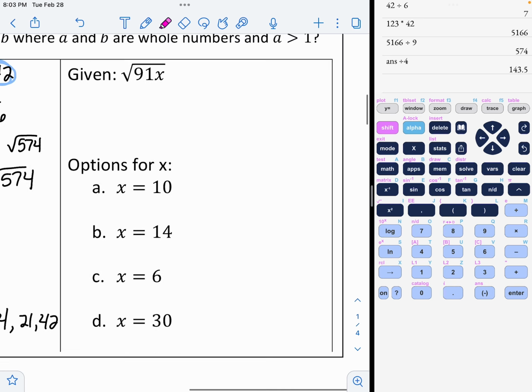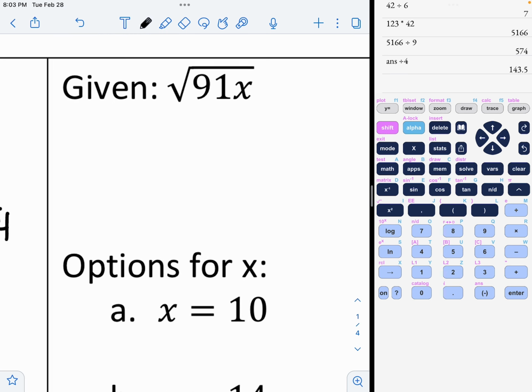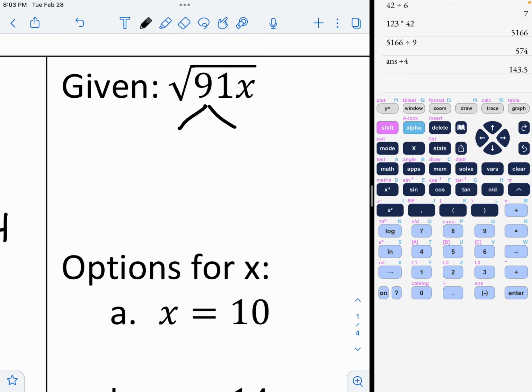Let's try that again. Okay, now 91 might appear to be prime to you, but it's actually not. I know 91 doesn't divide by 2, 3, 4, 5, or 6. However, I do know that 91 divides by 7. It would be 7 and 13.